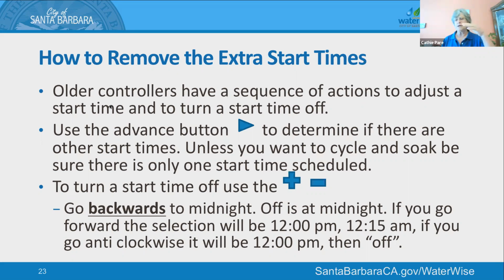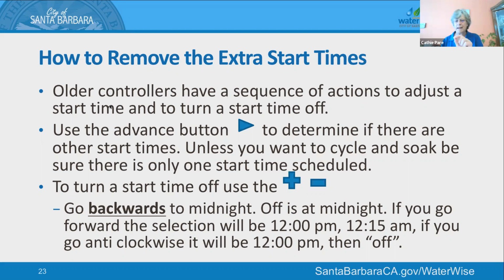The biggest thing I see, though, and it's usually gardeners, can be homeowners, is that you'll have exactly the same time scheduled on each one, because on some of the older controllers there's a trick to getting to the off portion of the time. You have to go backwards. So you've taken your center dial and turned it down to start time. Once you have start time number 1, which you want to keep, you push the advance button and go to start time number 2. You want to put that to off. You have to go backwards to midnight.